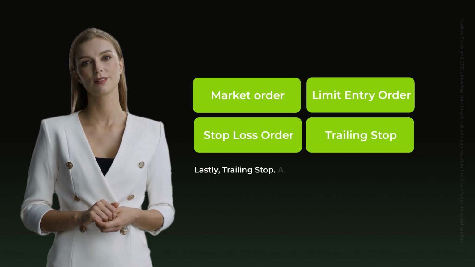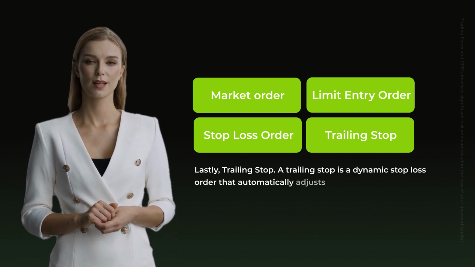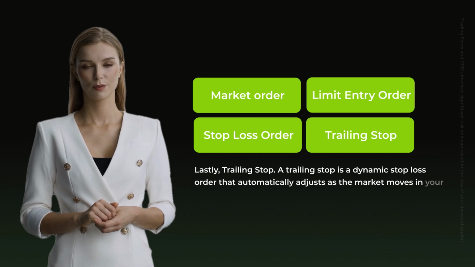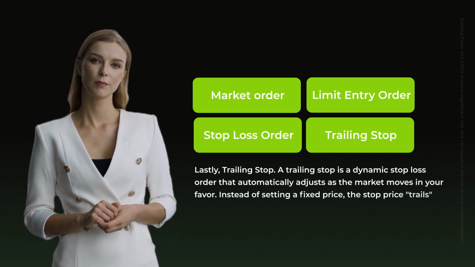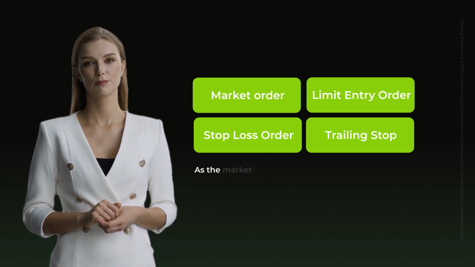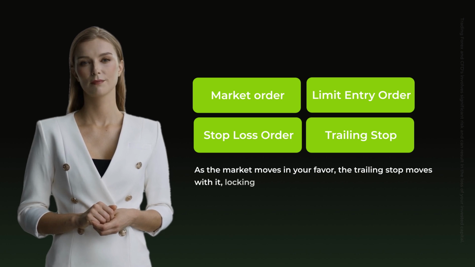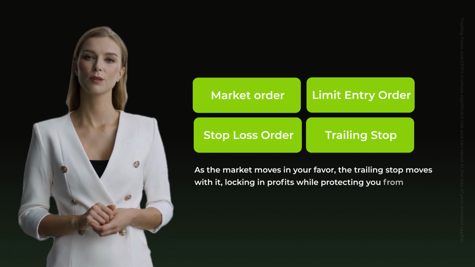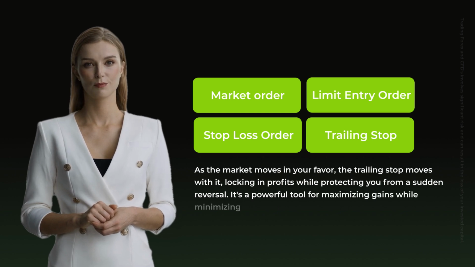Lastly, trailing stop. A trailing stop is a dynamic stop-loss order that automatically adjusts as the market moves in your favor. Instead of setting a fixed price, the stop price trails the market by a set distance. As the market moves in your favor, the trailing stop moves with it, locking in profits while protecting you from a sudden reversal. It's a powerful tool for maximizing gains while minimizing risk.